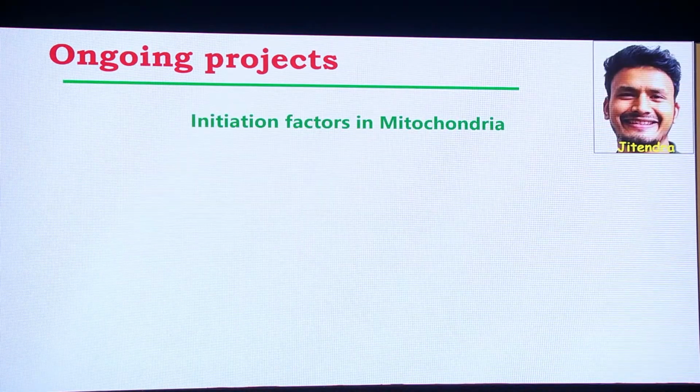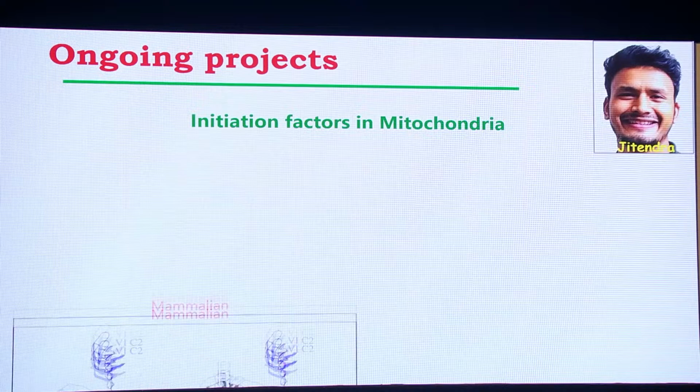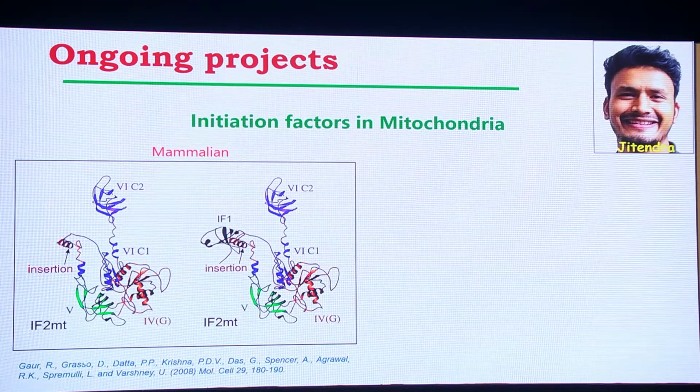So now, okay, I think I'm running over the time. Yeah. So the other work that is being done is on the initiation factors. Now, we had shown some time ago that mitochondria actually does not have IF1. And so who does the function of IF1? There is an insert of 37 amino acids in IF2, which locates exactly at the same position as IF1 would. And so this 37 amino acid insert is important for the function of IF1.